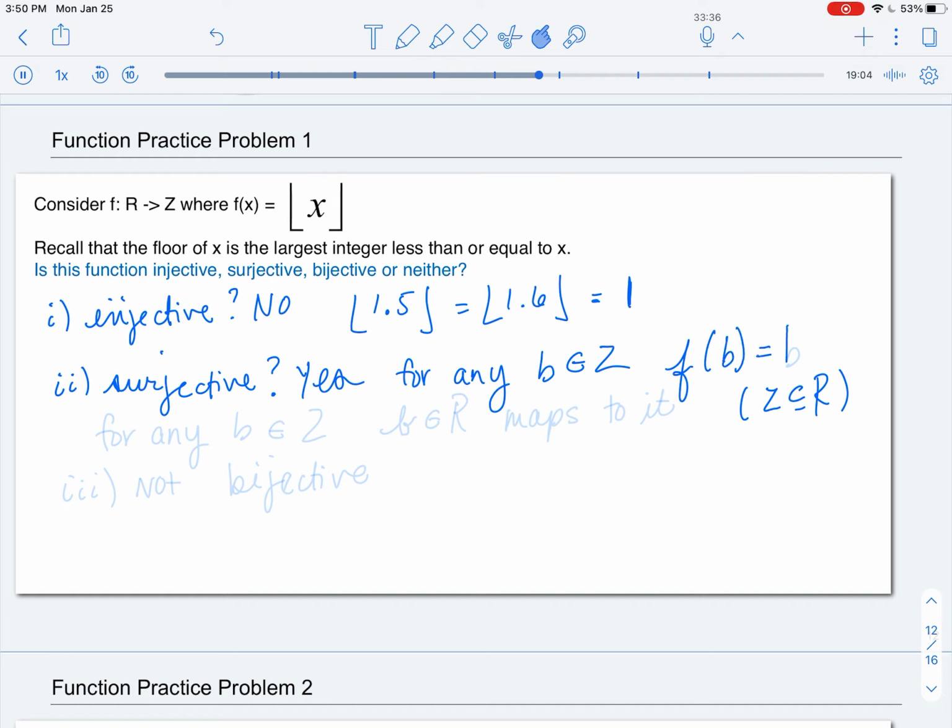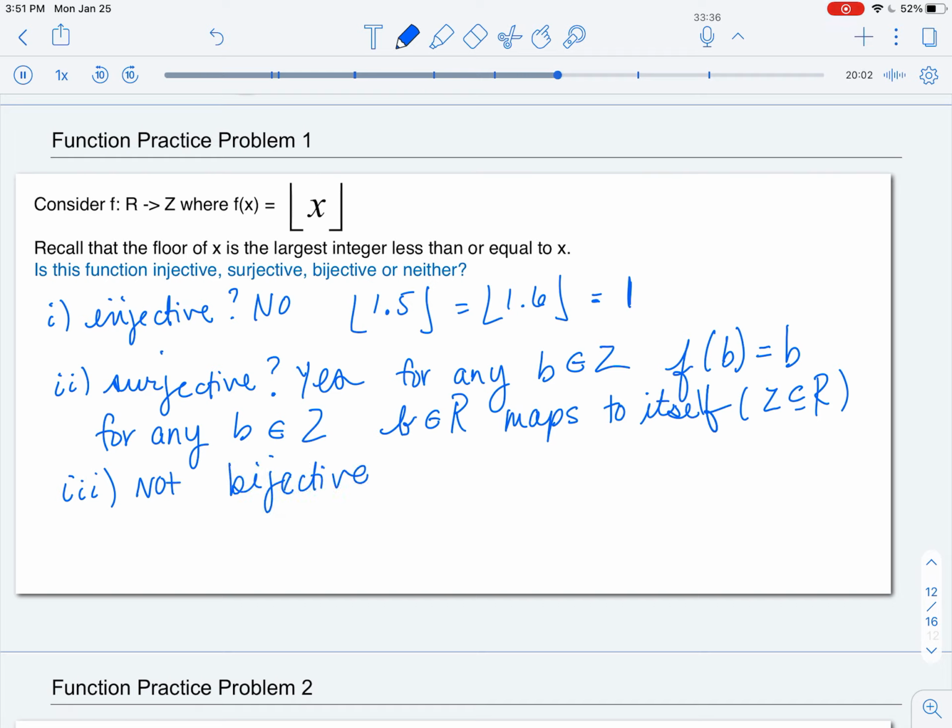So the floor function will just map an integer to itself. And that means that for any point in the codomain Z, it will just map to itself. So yes, it is surjective. So we found for every point in the codomain, a point in the domain mapping to it, and it just happens to be itself, and that's just because the integers are a subset of the reals also. And because it is not injective, it cannot be bijective, because it would have to be both injective and surjective to be bijective.